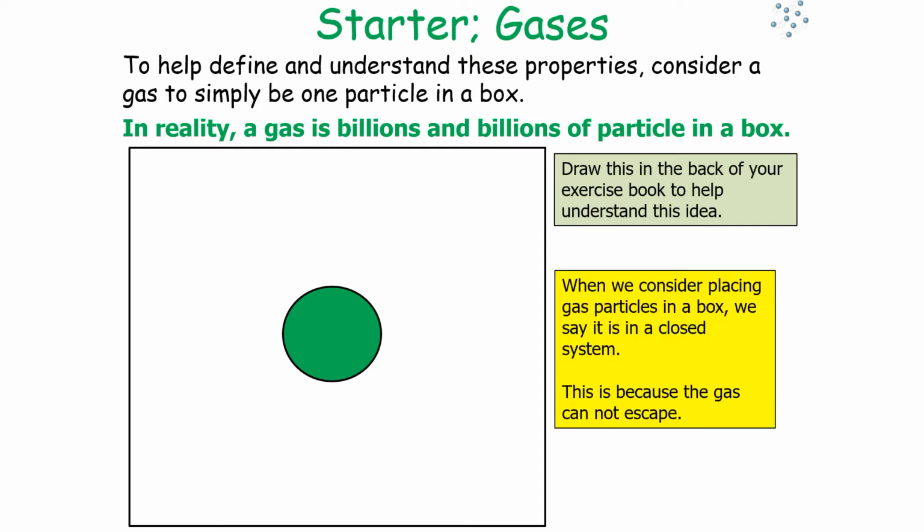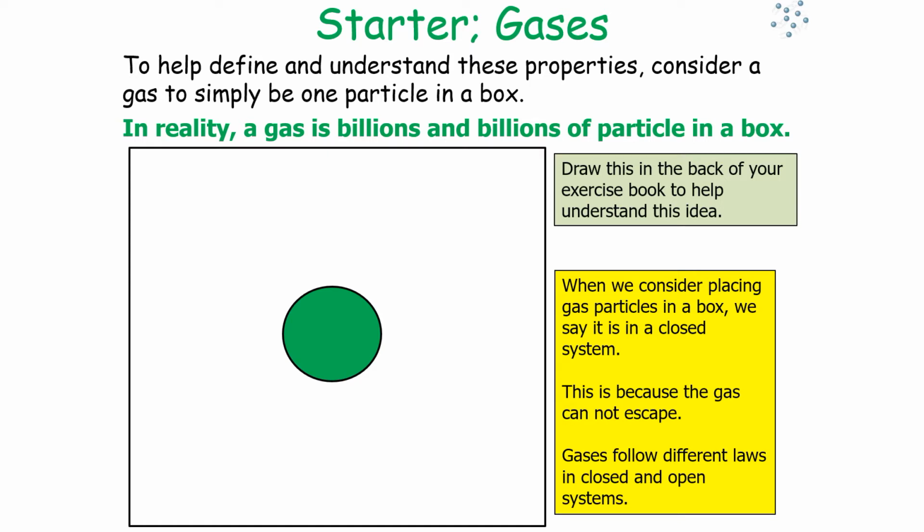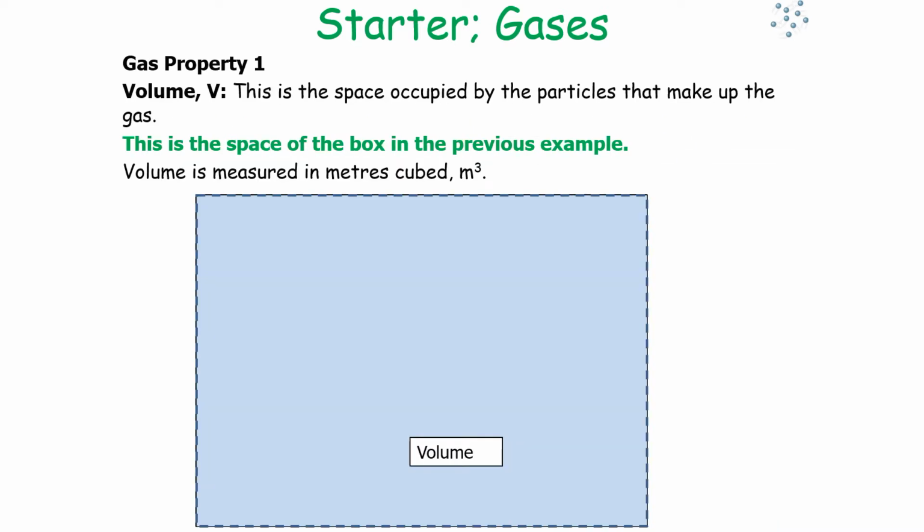So when we consider placing gas particles in a box, we say it's a closed system. This is because the gas cannot escape this particular box. Gases follow different laws in closed and open systems, but in this course, we only consider gases when they are trapped in a space, in a closed system. So the first property to understand is the volume. This is the space occupied by the particles that make up the gas. In the previous example, it would be the space of the box, and volume is measured in meters cubed.